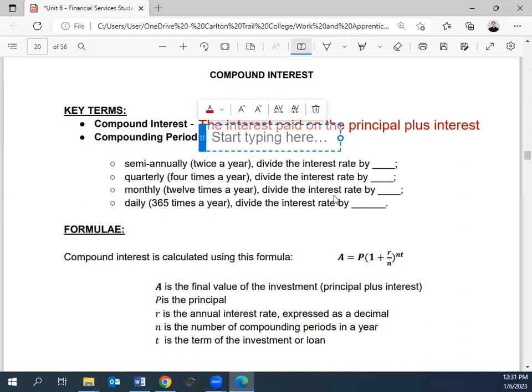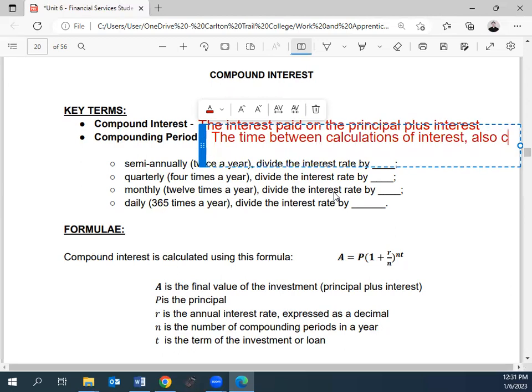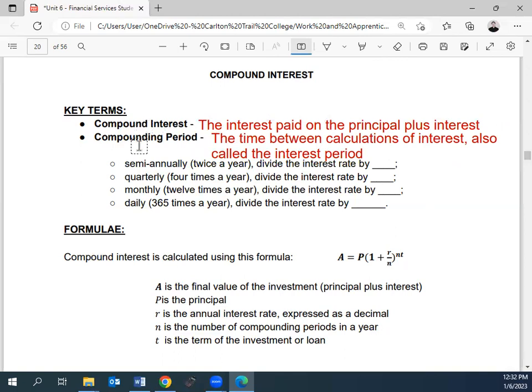So a compounding period is the time between calculations of interest. This is also called the interest period. If you have something that calculates yearly, it happens once. Let's say your car, for example, calculates interest monthly, that would be the interest period. You've got to pay this much each month. If you don't, that interest comes off.